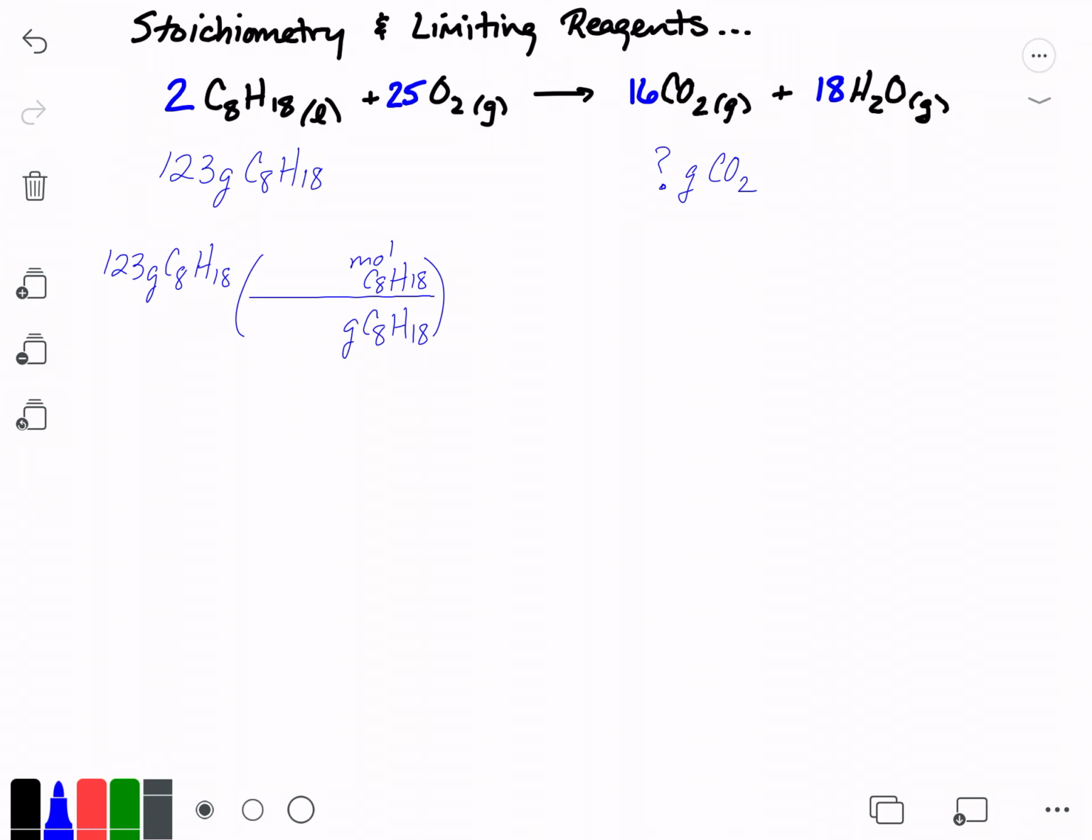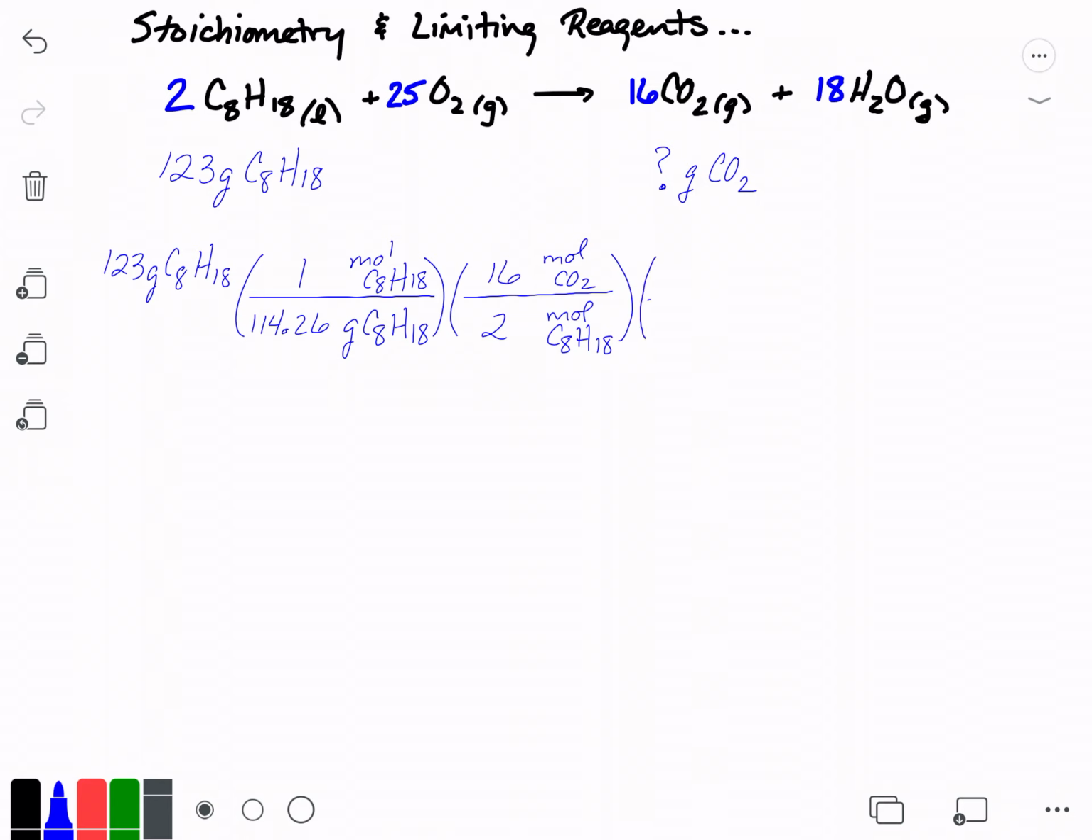If we add up 8 carbons and 18 hydrogens, we get something like 114.25 grams for every mole. Step 2 of our stoichiometry process is, again, always converting moles of what we're starting with to moles of what we're trying to answer the question about, in this case carbon dioxide. I get these numbers from the balanced reaction. So I see in the reaction that every 2 moles of octane that I burn produces 16 moles of CO2.